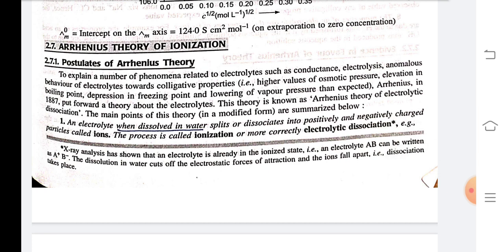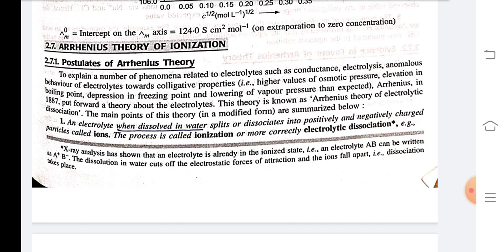Arrhenius theory of ionization. Postulates of Arrhenius theory. To explain a number of phenomena related to electrolytes, such as conductance, electrolysis, and anomalous behavior of electrolytes toward colligative properties, that is higher values of osmotic pressure, elevation in boiling point, depression in freezing point, and lowering of vapor pressure than expected, Arrhenius in 1887 put forward a theory about the electrolytes. This theory is known as the Arrhenius theory of electrolytic dissociation. The main points of this theory in a modified form are summarized below.